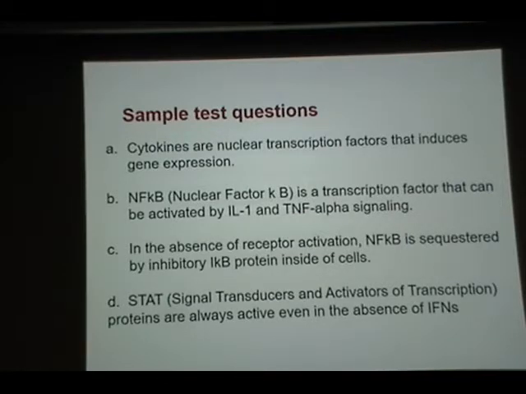NF-kappa B is a transcription factor that can be activated by IL-1 and TNF-alpha signaling. This is true, right? I think that's true. In the absence of receptor activation, NF-kappa B is sequestered by inhibitory I-kappa B protein inside the cells. True or not? This is true.